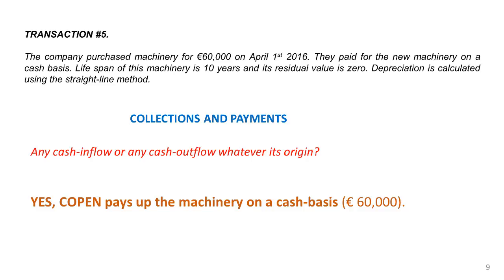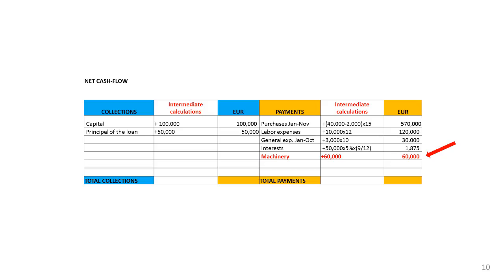The wording states that this transaction is carried out on a cash basis. That's why when buying the machinery, Copen pays for the purchase price, 60,000 euros. Hence, we reflect the payment of the machine price on the cash flow table. Once again, it's good to stress that we show the intermediate calculations, even though they are also obvious in this case. As already mentioned before, it's a good way to strengthen the operating procedure that we are using to deal with this type of cases.